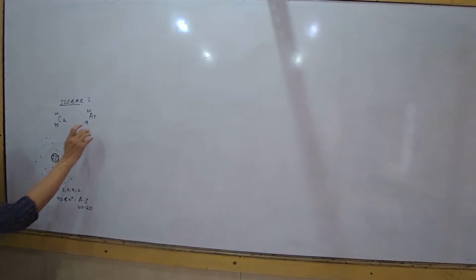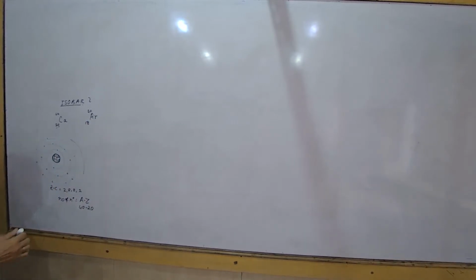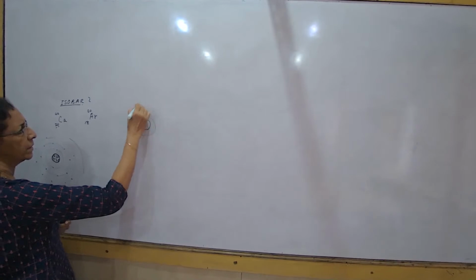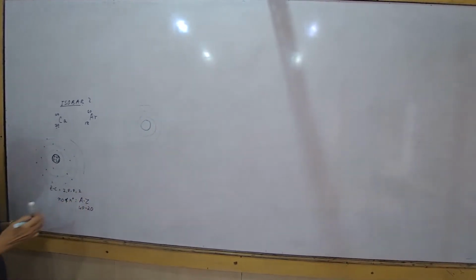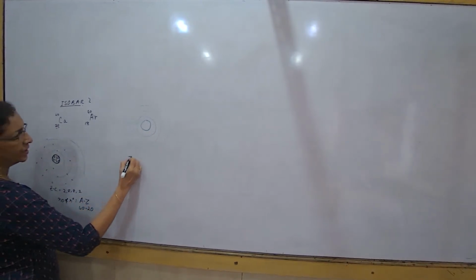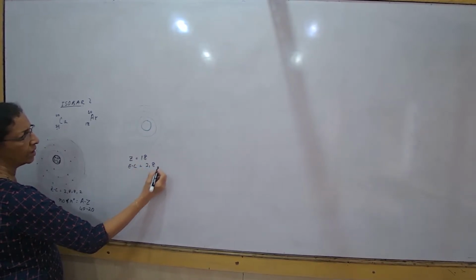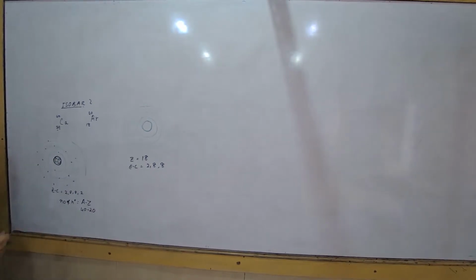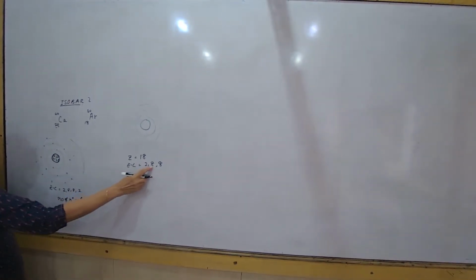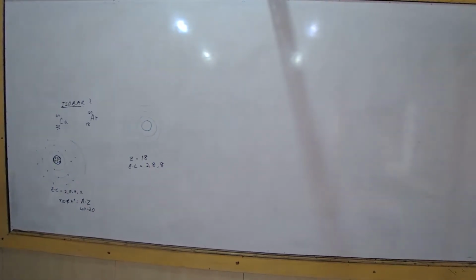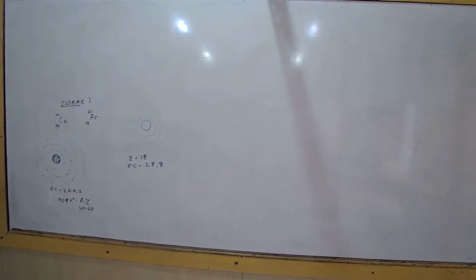Now, let's tackle argon. This will be the nucleus, first orbit, second orbit, third orbit. Let's see if it requires a fourth orbit. Z is equal to 18. So your electronic configuration will be 2, 8, 8. Why 4? 18 only, no? 8 plus 2, 10. 10 plus 8, 18. Total should be only 18, not more than that. Correct?